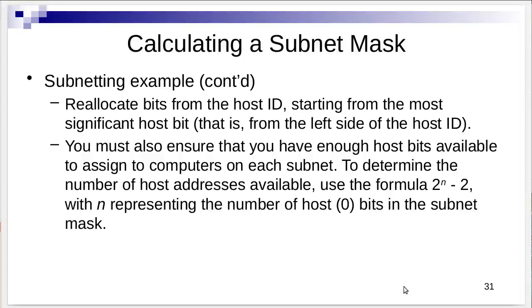You also have to make sure that you have enough host ID bits available to assign to computers on each subnet. So once you set up, you say that you have 64, or 60 I guess, subnets, and then you can figure out this formula, and it's slightly different. It's 2 to the n minus 2, and this will be a different n. If you take a look at the new number of host bits, which are the zeros in the subnet mask, take 2 to the power of that, and then subtract 2, and we'll go over why we're subtracting 2. There's a specific reason for that. So it's close to the power of 2, but not exactly. That's how many hosts that you can have.